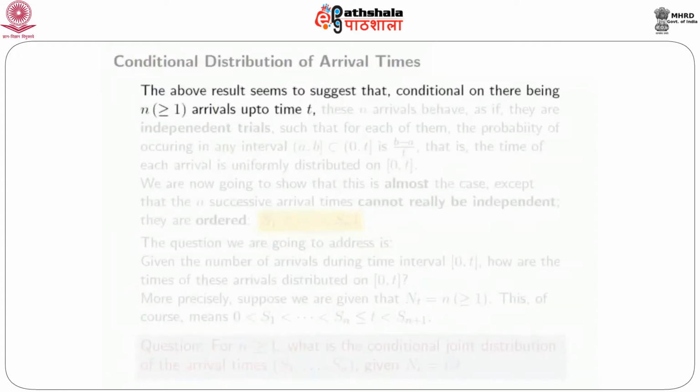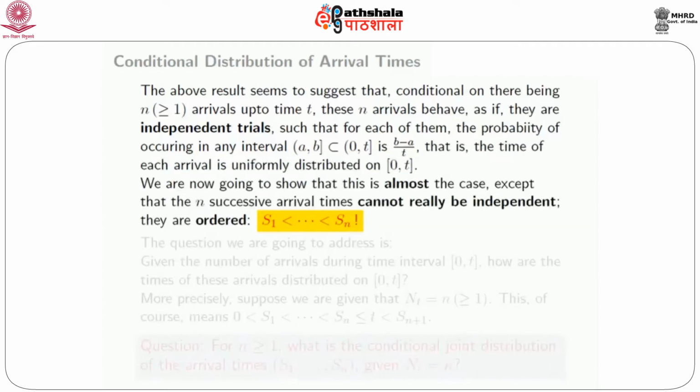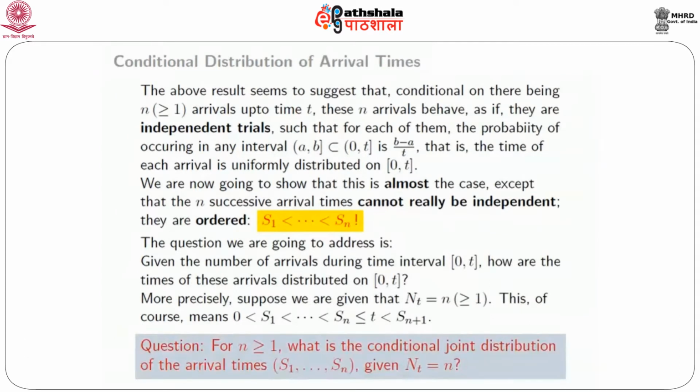So, as was already discussed, this result seems to suggest the following, that conditional on there being exactly n arrivals up to time t, these n arrivals behave as if they are independent trials, such that for each of them the probability of occurring in any interval a to b, subintervals of 0 to t, is (b minus a) over t. That is, the time of each arrival is uniformly distributed on 0 to t. Of course, we commented that they cannot be really independent because the successive arrival times are actually ordered. So we are now going to show that this is almost the case, except that the n successive arrival times cannot really be independent, they are ordered.